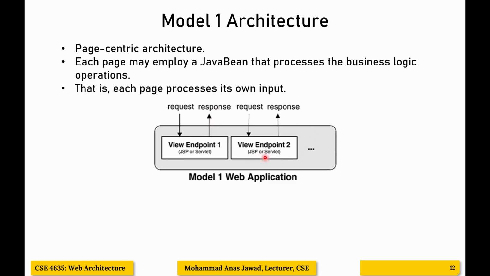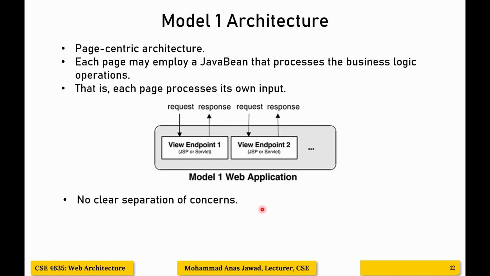Now, even though this Model 1 architecture may look really simple and attractive, it obviously has a lot of glaring problems. So as you might have guessed, the first major problem of Model 1 architecture is the fact that there is no clear separation of concerns here. So as you can see, we have the presentation logic as well as the business logic on the same layer here. And so we do not have any clear separation of concerns in this case.